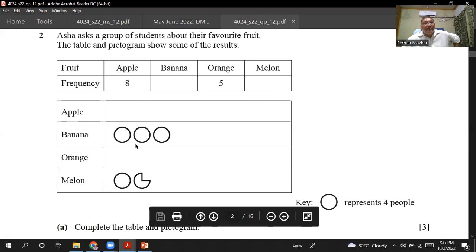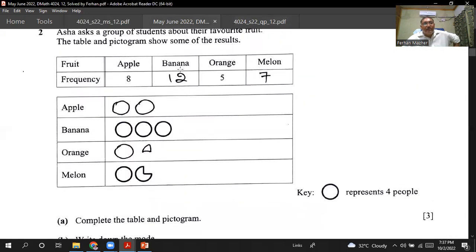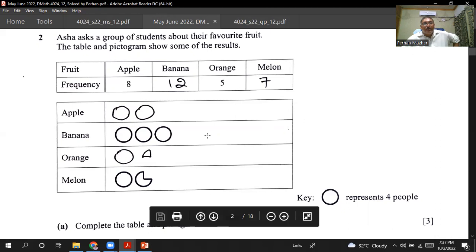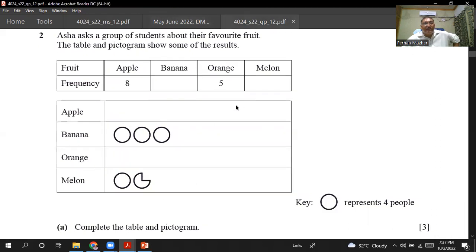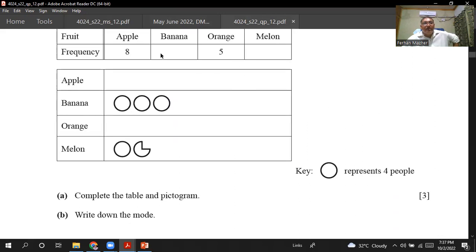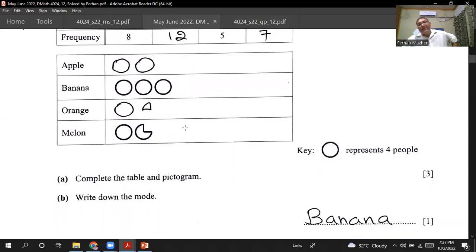And orange is 5. So 1 complete circle and a quadrant. You will see. So let me show you. Okay, so I have made these 2 circles, a circle and a quadrant, and 12 and 7. So hopefully you understand how this pictogram has been completed. So next is write down the mode. The mode is that in which the frequency is the highest, and the frequency is highest for the banana. The frequency is 12. So it will be banana.